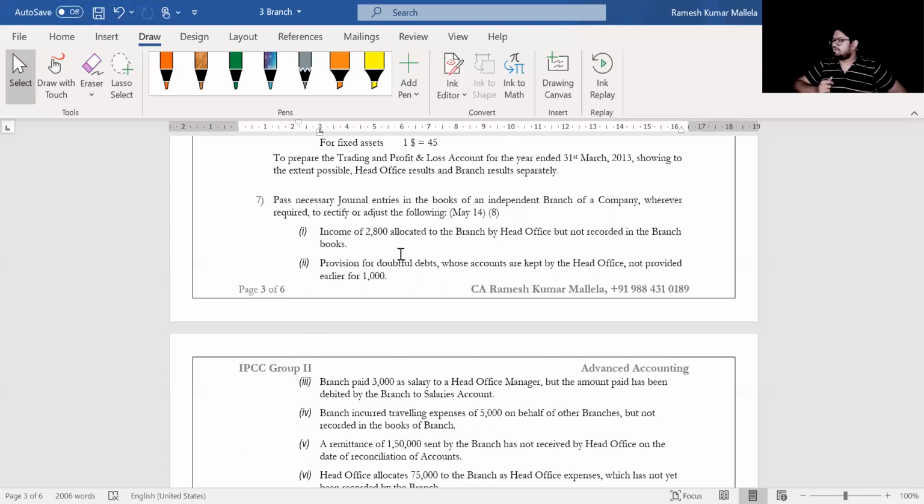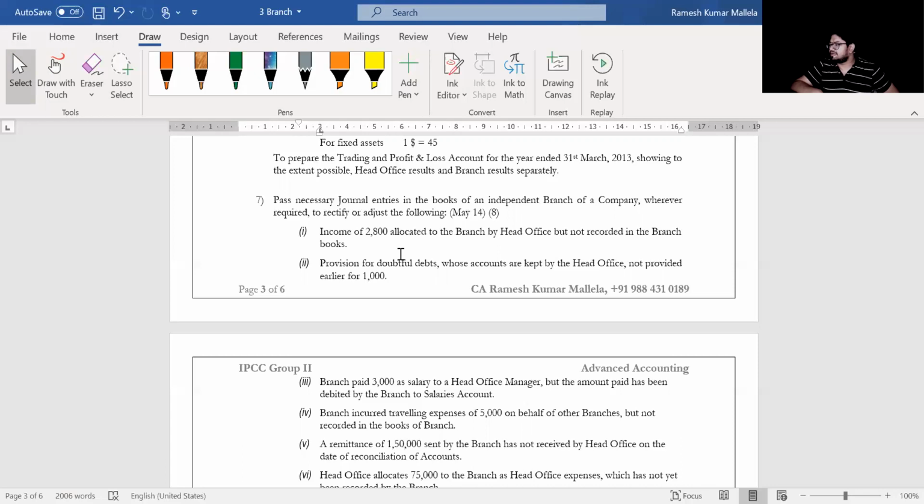First one, income of 2,800 allocated to the branch by head office, but not recorded in the books of branch. So what happens? I am supposed to now record the income. Now income means a nominal account, that means it generally has got a credit balance. So income is to be credited. Income is nothing but you may consider it as sales. Sales may be credited and debit would be given to your head office account. Entry would be head office account debit to income or sales account. Value is 2,800.